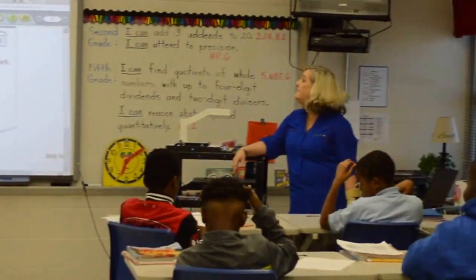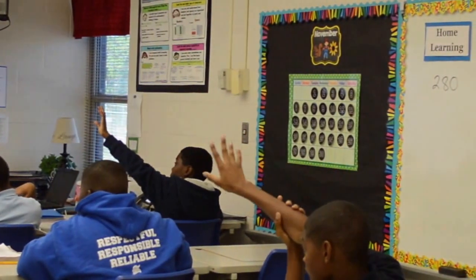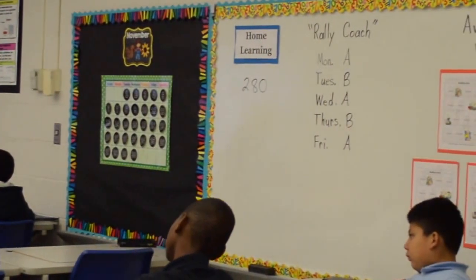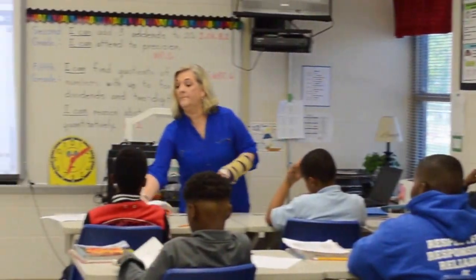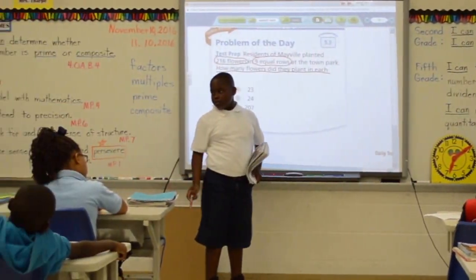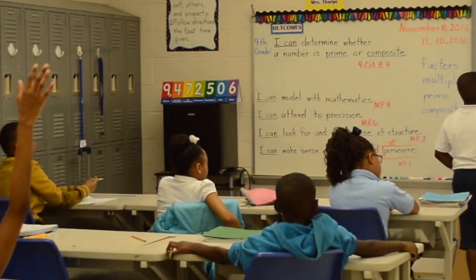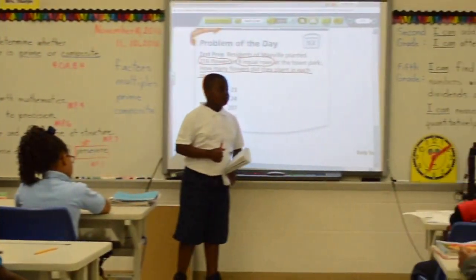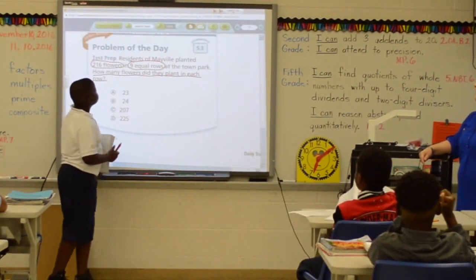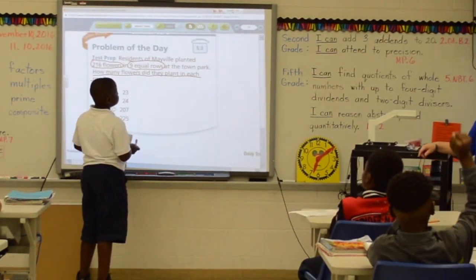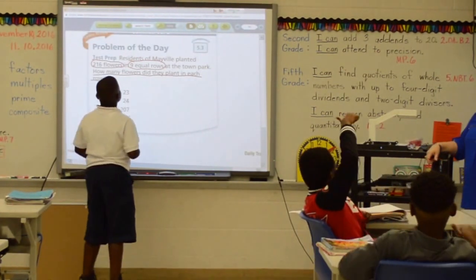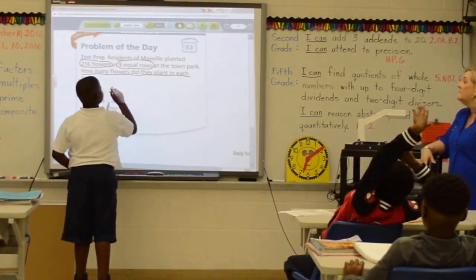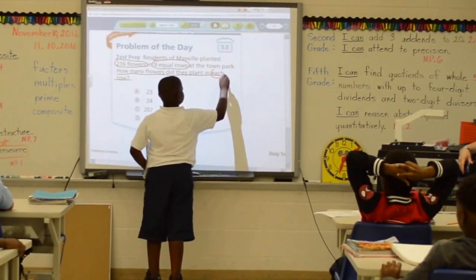The important words, circle. 216 flowers. 9 equal rows. Mayville planted. I think this is each. How many people think each needs to be circled? Yeah, I agree, each, because that helps us to know about that division, right? In the question. Okay, all right, good.